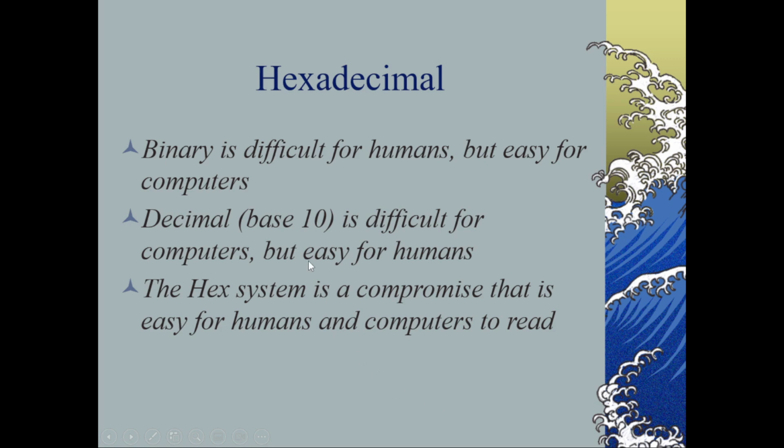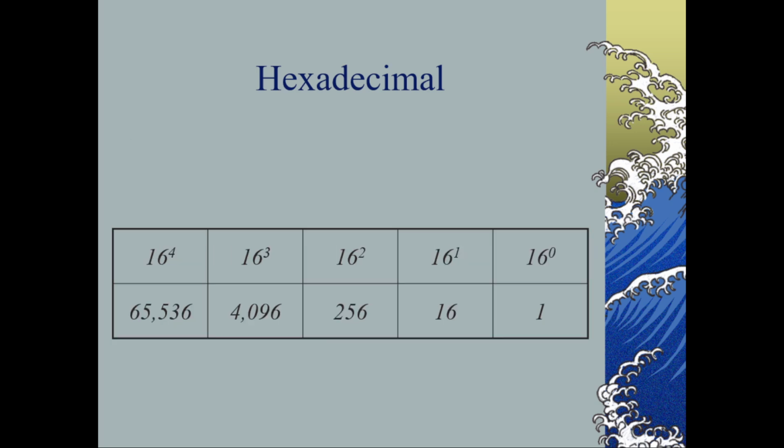Okay. Now, binary is really hard for humans to look at and convert in their head, but it's easy for computers. Base 10 is really easy for humans to look at and understand, but it's harder for computers to convert, right? So hex, or hexadecimal, is kind of a compromise where human beings can figure it out pretty quickly and computers can deal with it. And we work hex the same way as we do binary and decimal. The groupings are based on powers of 16 because it's base 16.